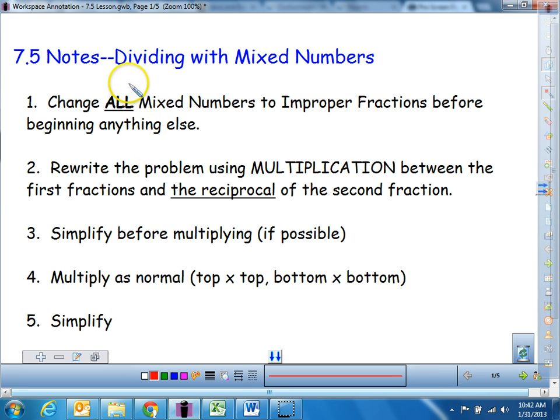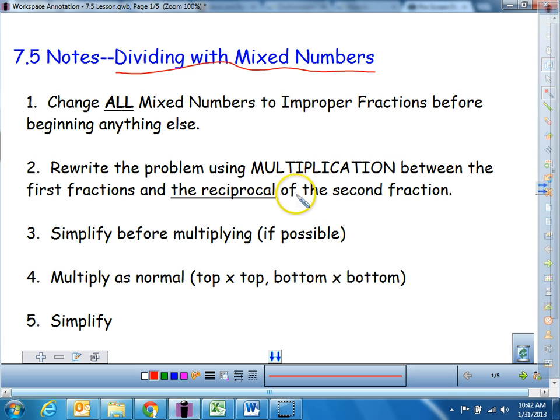Now, today, the new thing is we're dividing with mixed numbers here. So just like we had to do in multiplying, we have to do the same thing with division. We can't have mixed numbers when we divide. So the first step we need to do is change all mixed numbers to improper fractions before beginning anything else.